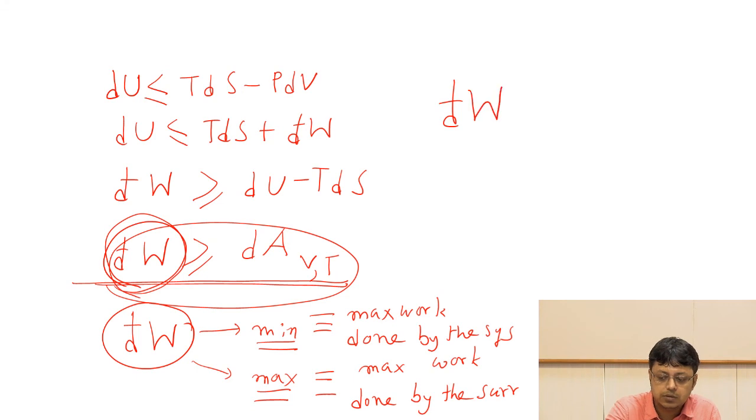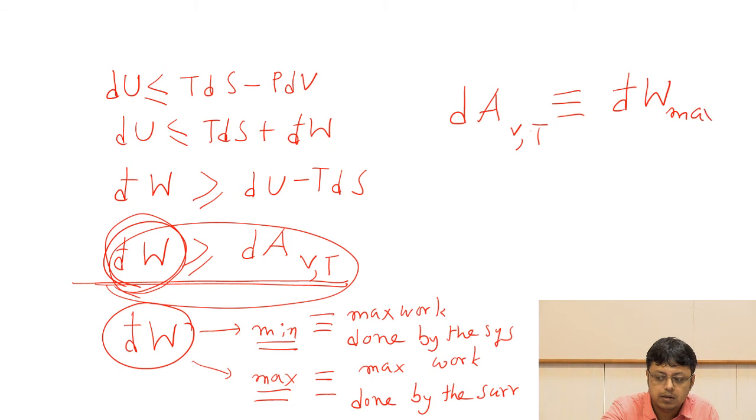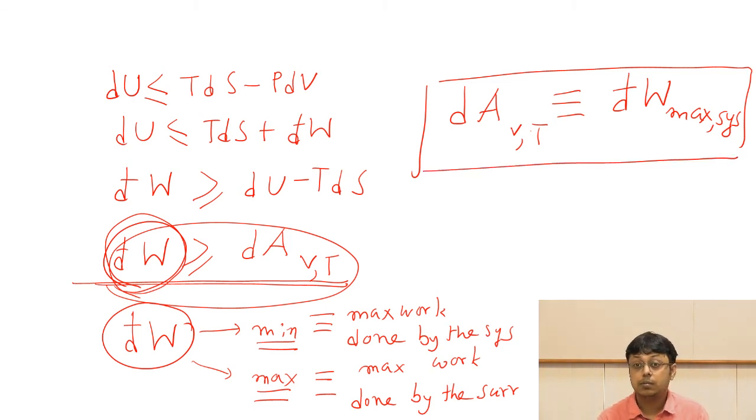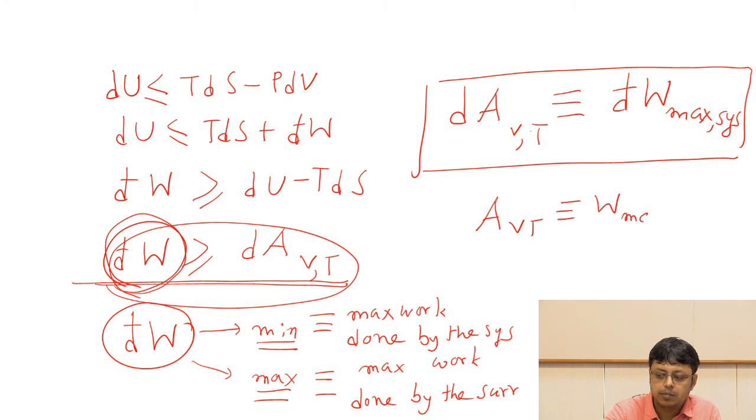So since from this equation we get the minimum value of d cross w, we can argue that, if I write it the other way, this dA at constant volume and temperature will be equivalent to the maximum work done by the system. So what we just discovered is that the differential change in the Helmholtz free energy is equivalent to the maximum differential work done by the system. We could also remove the differential notation and just write that this Helmholtz free energy is nothing but the maximum work done by the system. Remember, we are always saying that it is by the system.